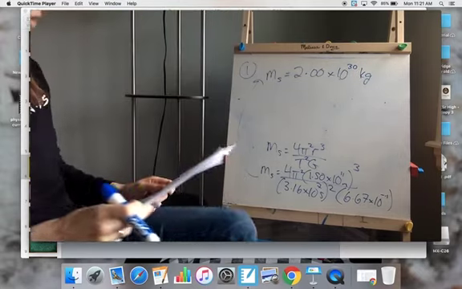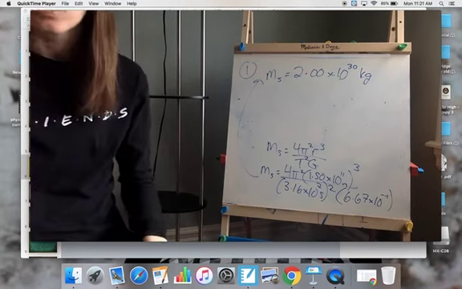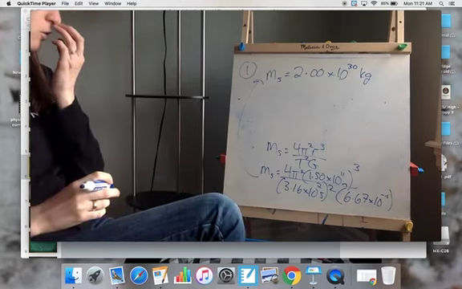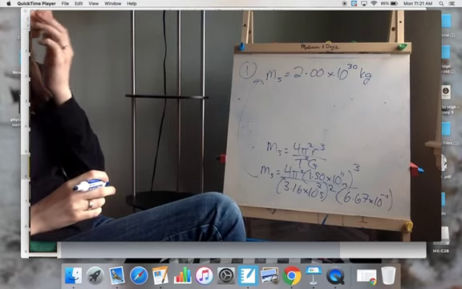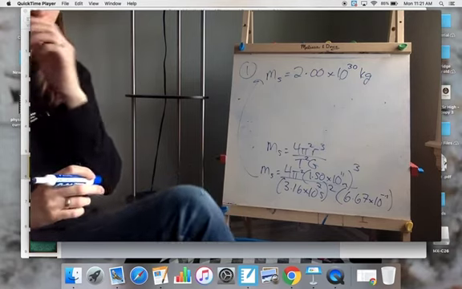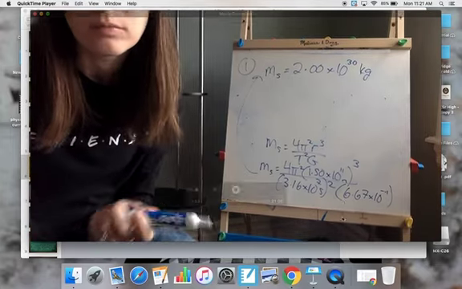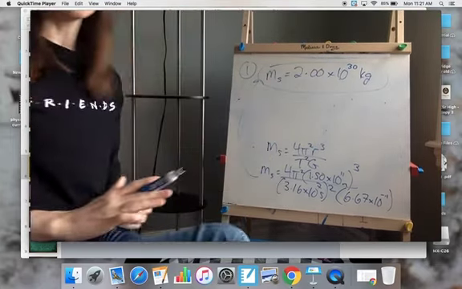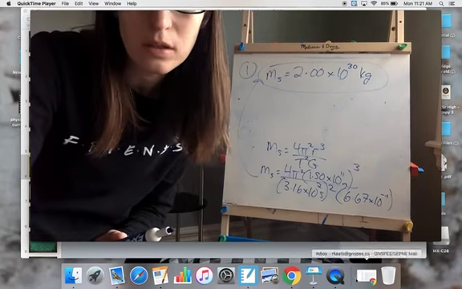Or again, if you use a slightly different sig fig or decimal place, you might end up getting something like 1.98 or 1.99, okay? But both of those, that's essentially what we're looking at. So there's our mass of the sun. Okay, so there we have it.